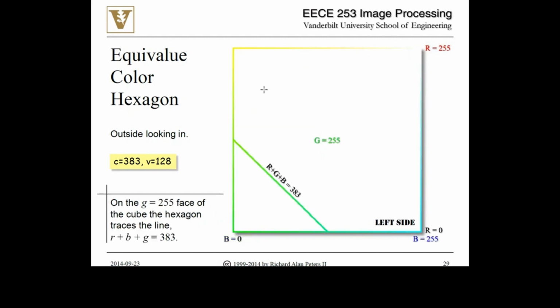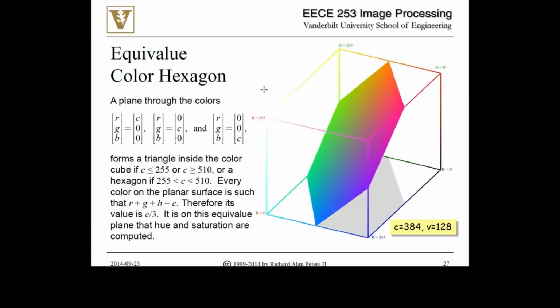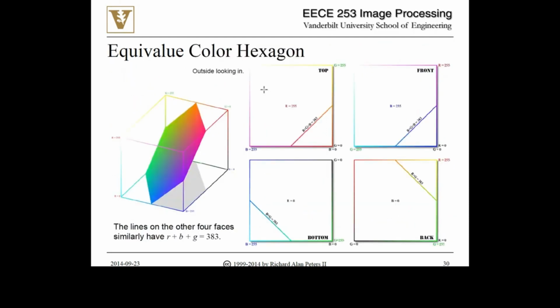Okay, so what if we look at the intersection with some other plane? For instance, the plane G equal 255. So now, instead of looking at this plane here, we are looking at this other plane, and the intersection is that line. And we can look at any other possible intersection. So we can see the intersection of this hexagon with respect to any plane of interest.